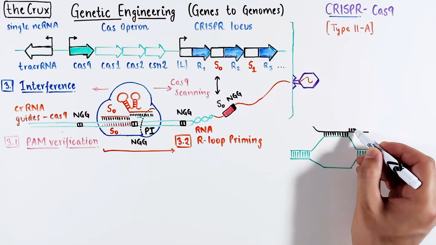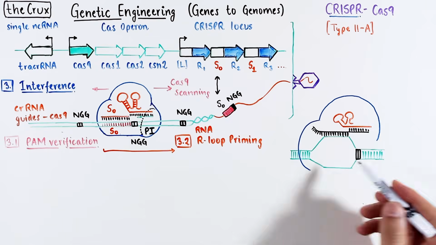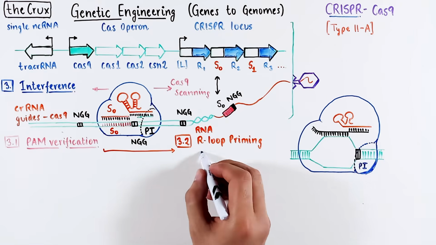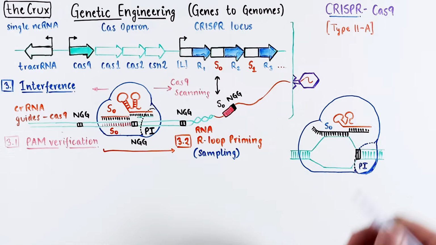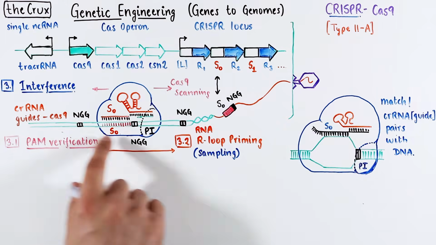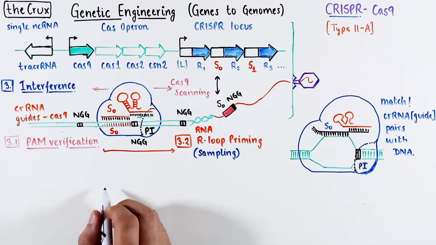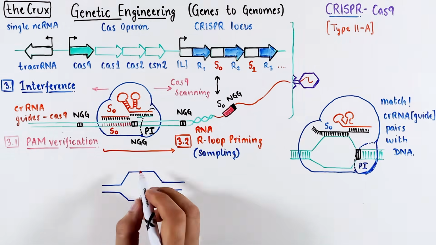When an NGG is sampled, the R loop, which is the spacer portion of the CRISPR-RNA, tries to base pair with the DNA immediately next to PAM. This will happen with all NGGs, but only one specific location will find a match with the spacer S0. When the other NGGs are sampled, the R loop will fail to prime and Cas9 will not proceed with the next step. Let's talk about sampling and R loop priming a bit more.